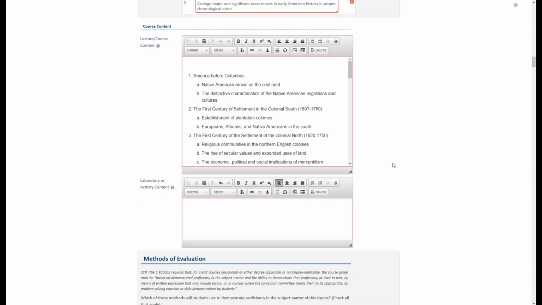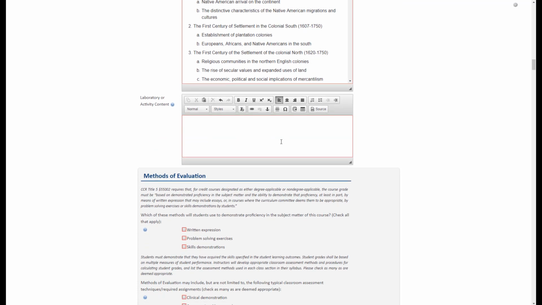Now we have laboratory or activity content. This should be a complete list of the topics taught in the lab portion of the course. For those courses that combine lecture and lab into a single course, while the course content would list the topic, the lab content should list the demonstrations, activities, and experiments involving that topic in more detail. If your course does not have a lab portion, type none in this box.